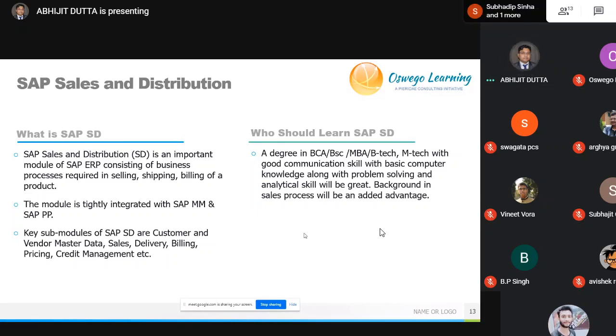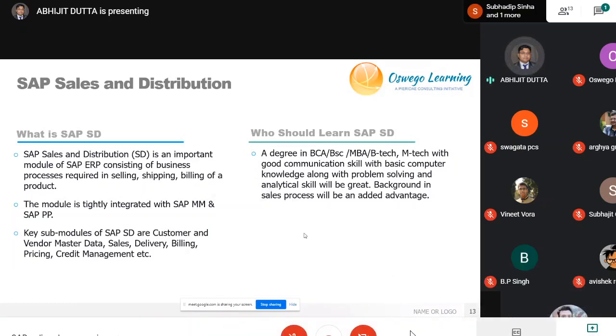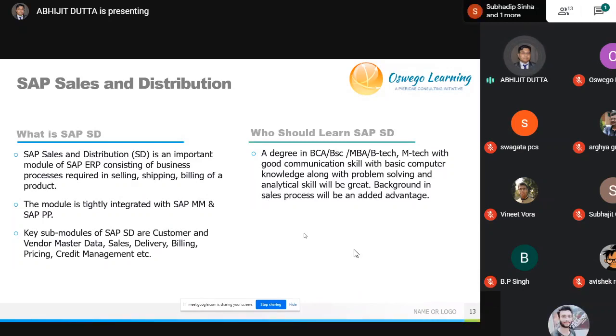Sales and distribution is tightly coupled with material management and production planning. Suppose your production is not happening and your material is not available, there is no point in taking the sales order and not meeting the delivery date. There are different scenarios like order to cash, make to order, and make to stock. All these scenarios come under the SD purview. As an SD consultant, you should know all those terminologies and the business processes behind them.